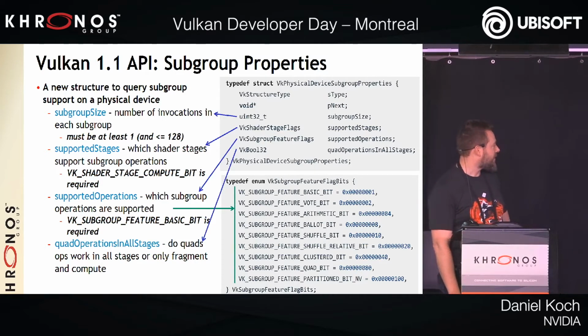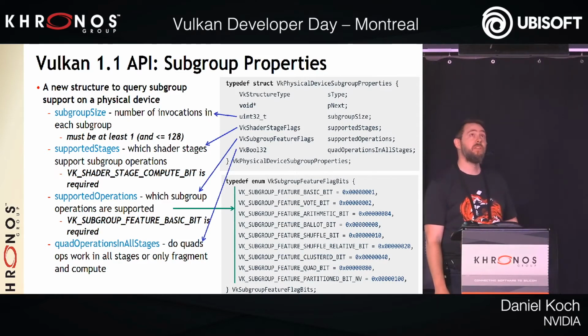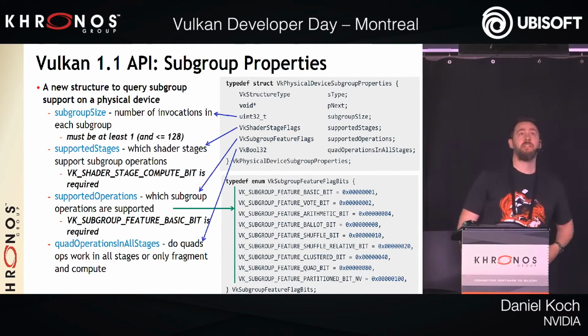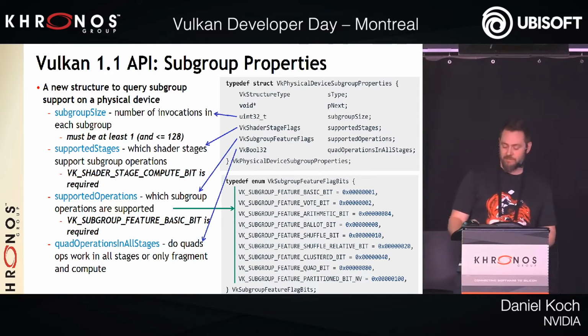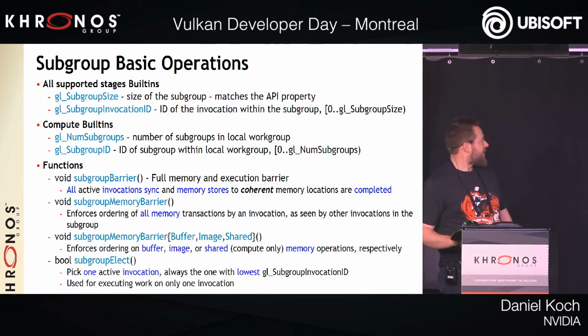And the other thing to keep in mind is that the only one that's actually required in Vulkan 1.1 is the basic feature set, or the feature bit. And finally, there's the quad operations in all stages. One of the sets of operations is quad operations, which is typically used in a fragment shader. But some implementations may support them in other shaders as well. So this is basically, are they only supported in fragment and compute shaders, or can they be supported in all of them?